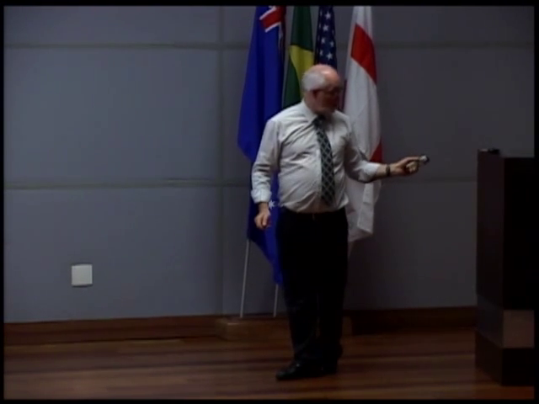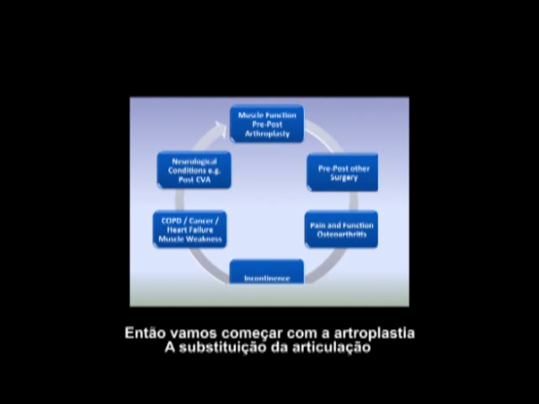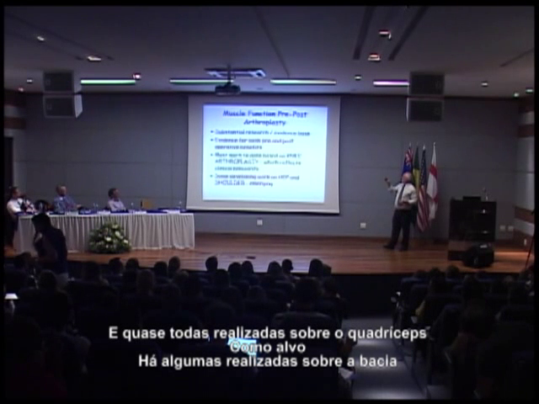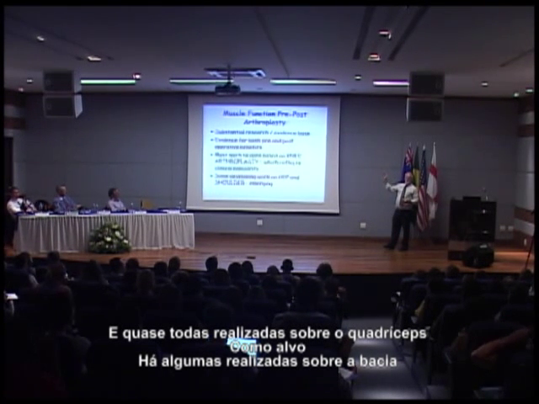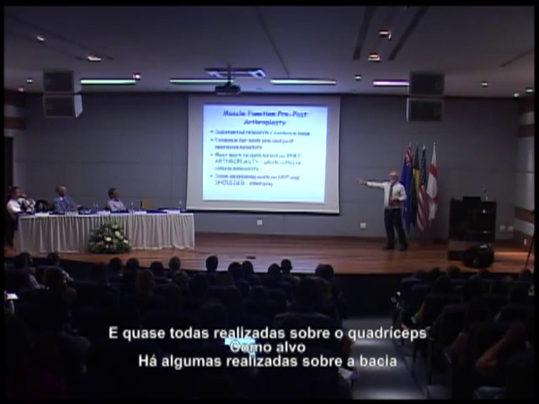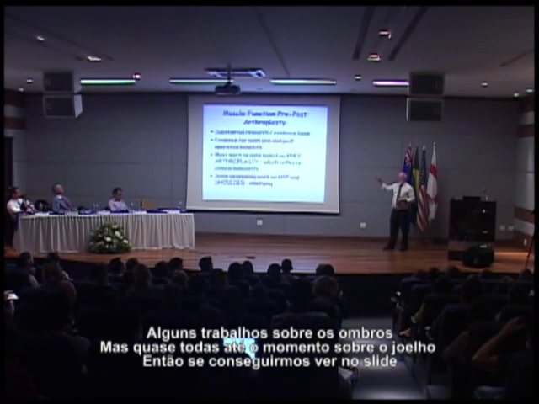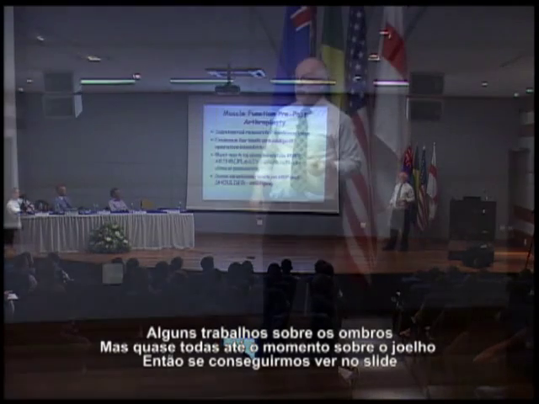All right. Okay, so let's start with the arthroplasty, the joint replacement. This is nearly all done on knees. Most of the arthroplasty research has been done with knee replacements, and it's nearly all done with the quadriceps as the target. There is some work being done on the hip. There is some work on the shoulder, but nearly all of it at the moment is knee.